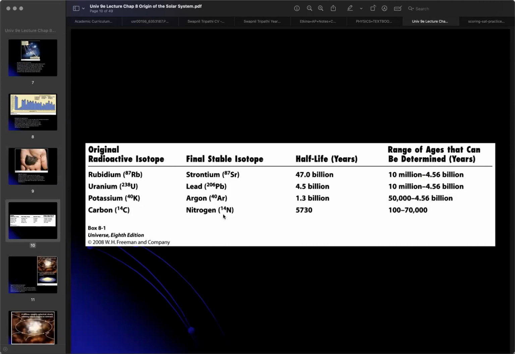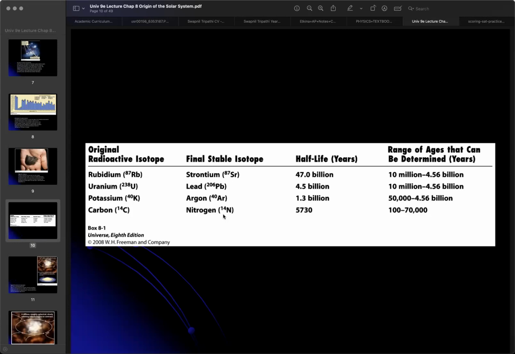Some of these elements have radioactive isotopes and they decay, changing from one element to another. Those are like nature's clocks. For example, rubidium changes to strontium, uranium changes to lead, potassium to argon, carbon to nitrogen. And they all have different half-lives. Half-life is a measure of how fast they change.